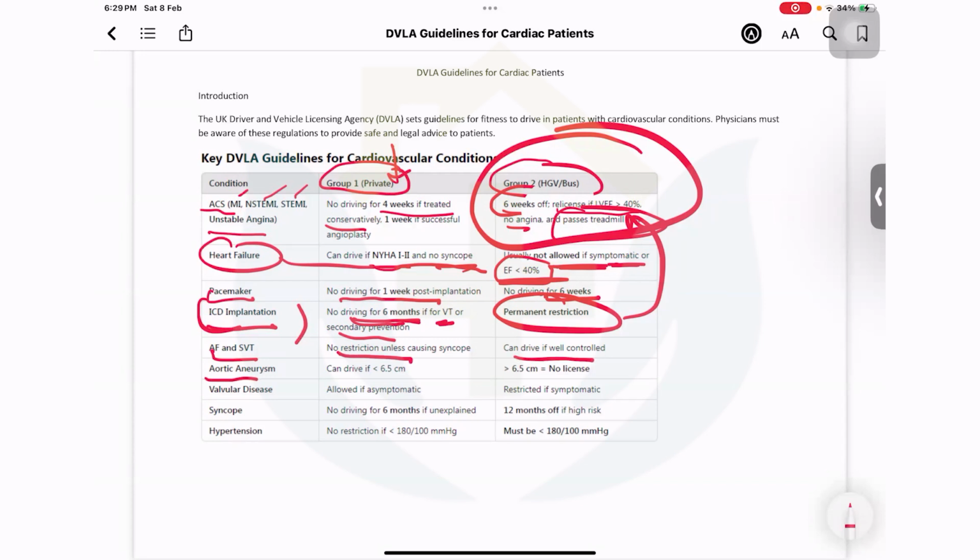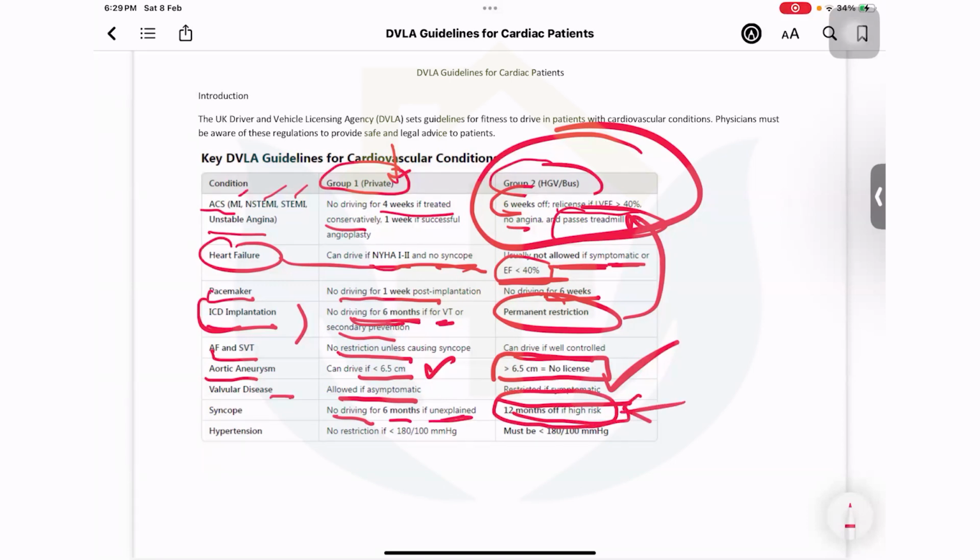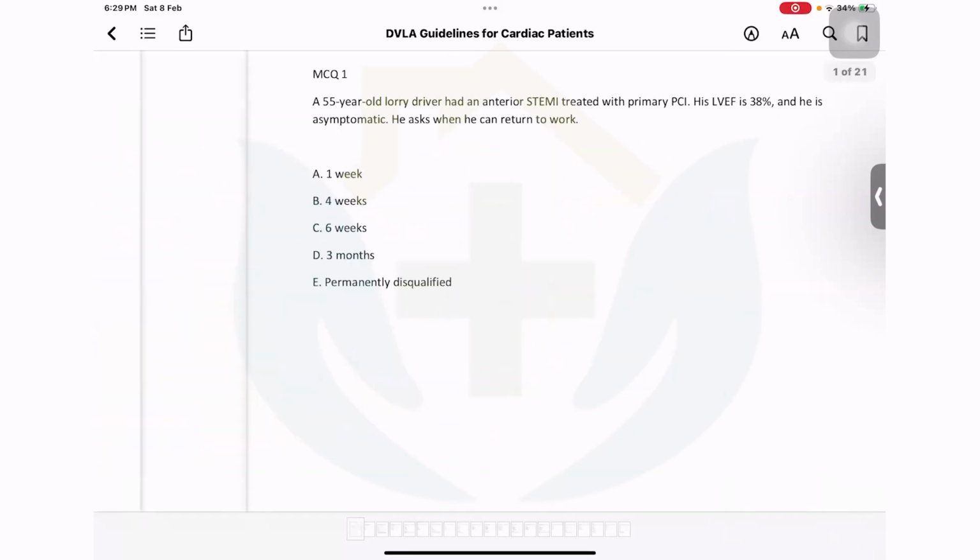Aortic aneurysm, if the size is less than 6.5, can drive. More than 6.5 centimeter, a public driver cannot get a license. Valvular heart disease, symptomatic, no license. But for personal driving, can do. Syncope, no driving for 6 months if unexplained. If the patient is high risk, 1 year off from job. Hypertension, no restriction if the BP is less than 180. For public driving, BP has to be less than 180 by 100. Otherwise, no license will be given.